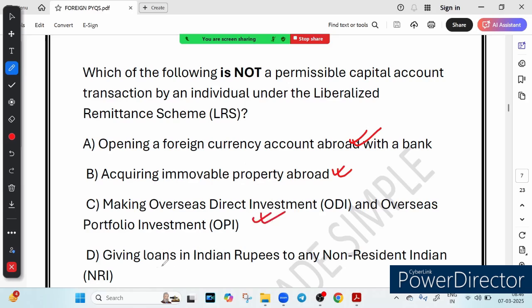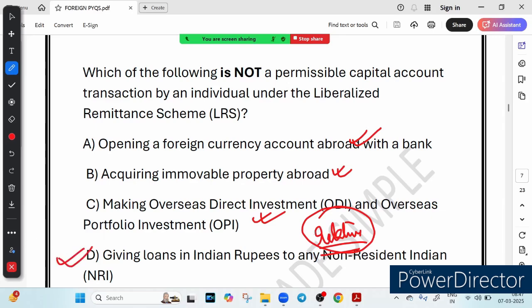And option number D, giving a loan in Indian rupees to any NRI. Yes, this is where the rule gets specific. A loan can only be extended to NRIs who are relatives. So only those NRIs who are relatives, only to them can a loan be extended, right, with relative as defined under the Companies Act. Giving a loan to any NRI who is not a relative is not allowed under LRS, making this the correct answer for what is not permissible, right? So the correct answer is option number D.